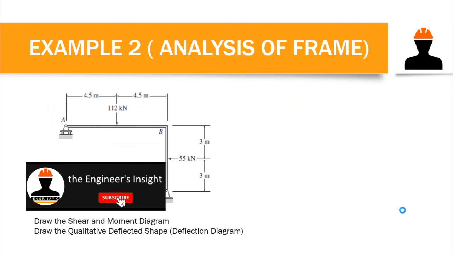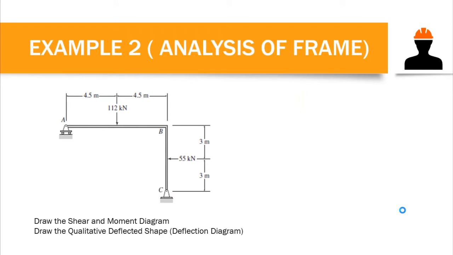Welcome to the second part of the discussion on the analysis of statically determinate structure. So we have here a simple frame. So we have example number 2, which would be the analysis of frame. So we have this frame here. We have a beam and a column, or the horizontal member here, this is the beam, and this vertical member here, this column. And we have two supports.